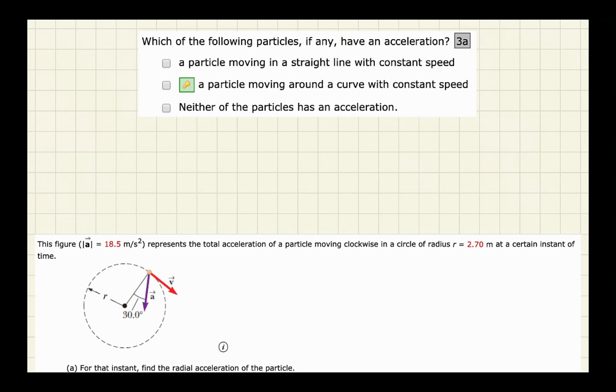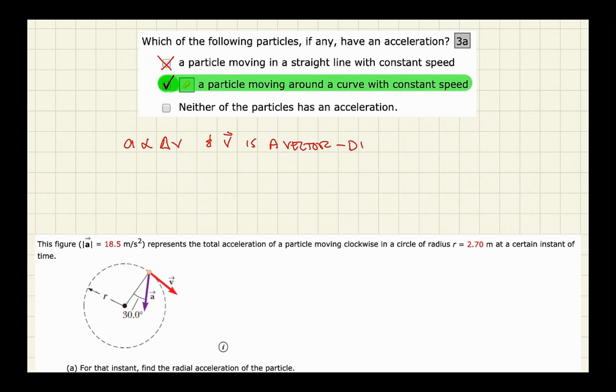For this next question, this is purely conceptual. So it asks, which of the following particles, if any, have an acceleration? A particle moving in a straight line with constant speed. That's a no. And the reason it's a no is Newton's first law, right? An object moving with constant velocity has no unbalanced outside force, and therefore no acceleration. So that's not correct. But the second one is correct: a particle moving around a curve with constant speed is accelerating. The reason for this being acceleration is proportional to change in velocity, and velocity is a vector. So direction matters.